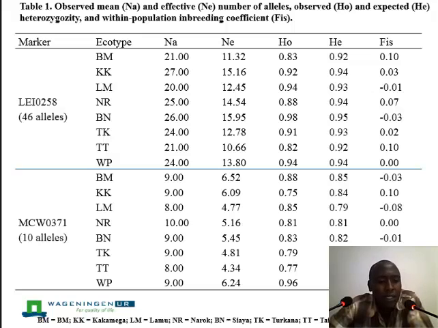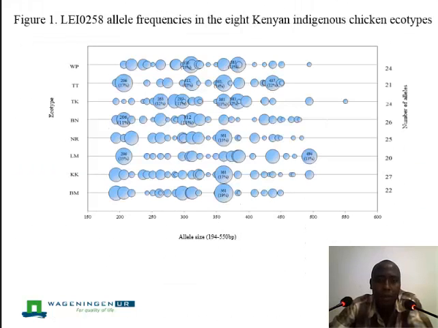For marker MCW0371, only 10 alleles were recorded, and the number of observed alleles was very low. The maximum was 10. If you can see the distribution there from that figure, it varies from one ecotype to another. And the one with the bigger circle shows that the frequency of that allele is higher compared to other alleles.